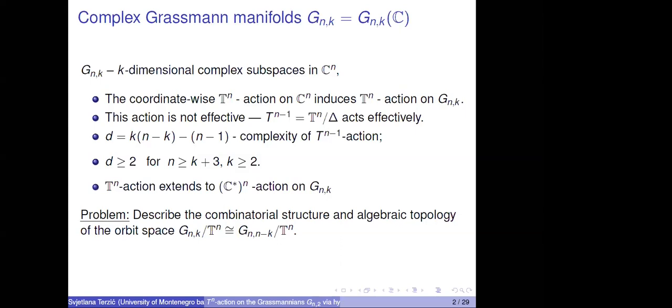Complexity 1 is widely known. It's much more studied, and I think Anton Ayzenberg today is going to speak about that. Here, complexity 2 and higher complexity is much more complicated. I just want to say that the compact torus action T^n extends to the algebraic torus action on G_{n,k}. And the problem which we consider is to describe the combinatorial structure and algebraic topology of this orbit space.